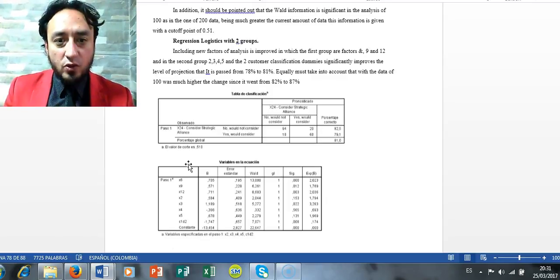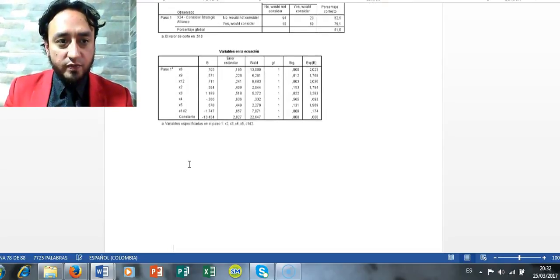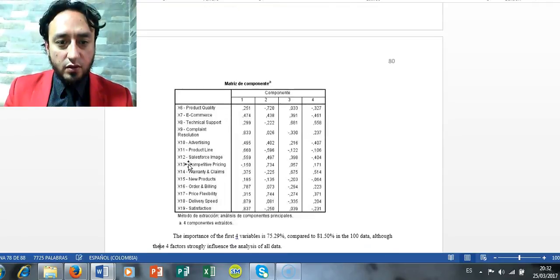Logistic regression with two groups, including new factors of analysis, is improved, in which the first group are factors 8, 9, and 12, and in the second group 2, 3, 4, 5, and the two customer classification dummies significantly improves the level of projection, which passed from 78 to 81. Equally, we must take into account that with the data of 100 the change was much higher, since it went from 82 to 87%. It's important to mention. More data.